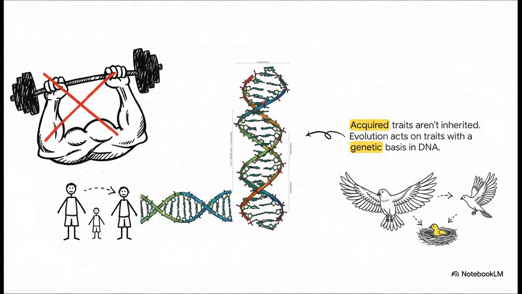Here's a super simple way to think about it. Let's say you hit the gym like crazy and get totally ripped. That's what we call an acquired trait. But your kids aren't going to be born with those muscles, right? That's because the change isn't in your DNA. Heritability is that essential bridge that lets a helpful trait in a parent actually show up in the next generation.